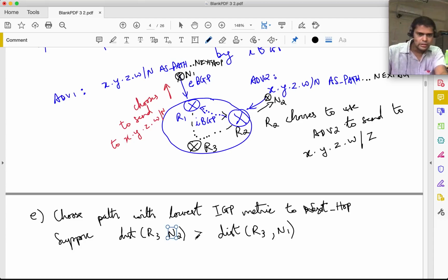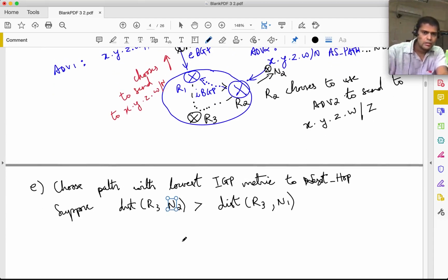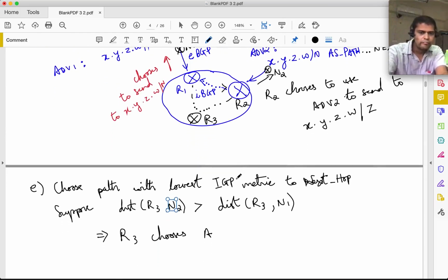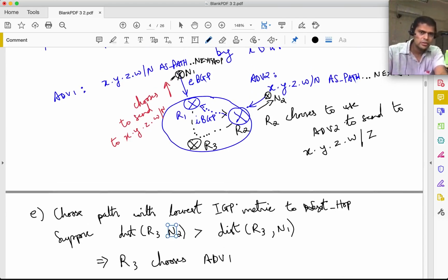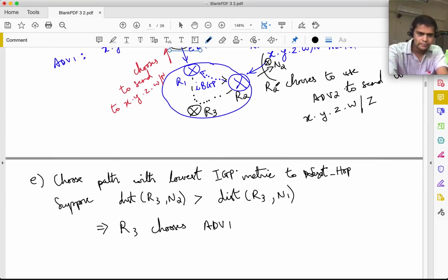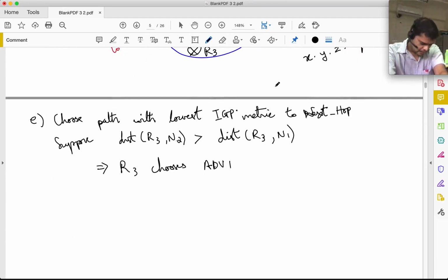Okay, so suppose this distance is greater than this distance, and from this particular choice, R3 chooses advertisement 1. Okay, so if he has a packet, he would send it to this particular next hop. And from there on, it would be the job of this autonomous system to send the packet appropriately. So that almost solves the problem.